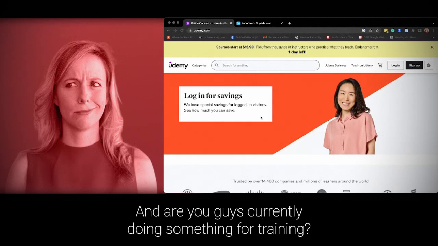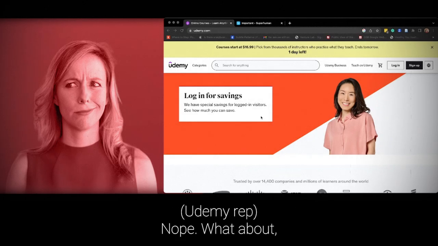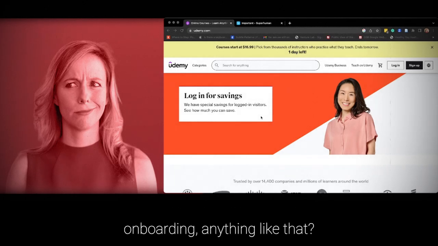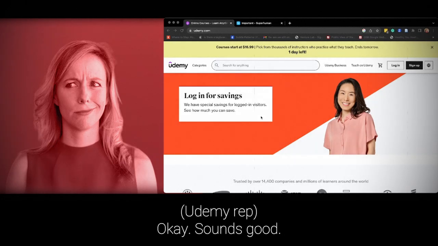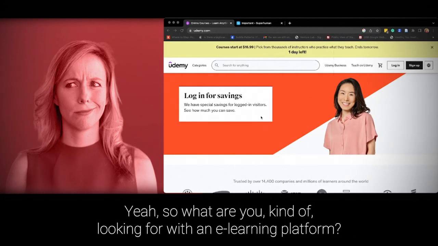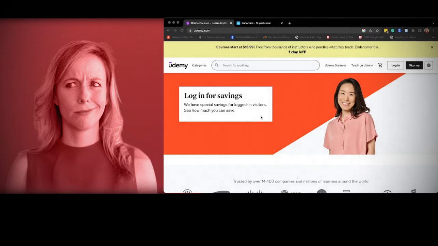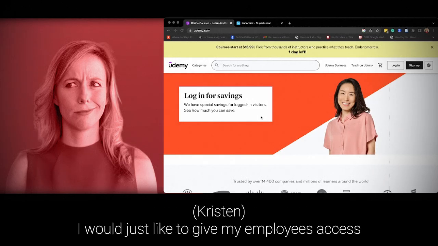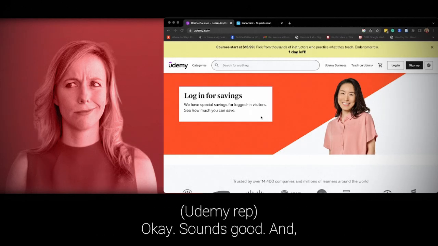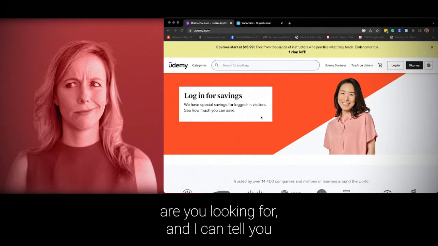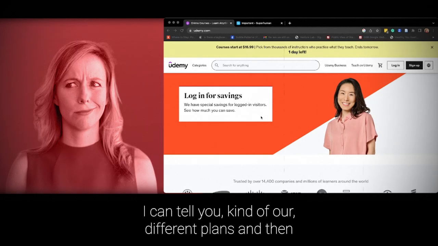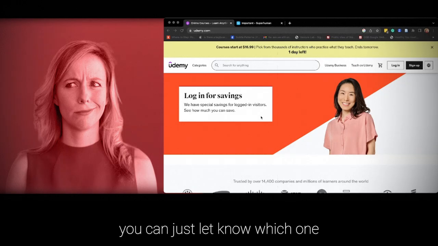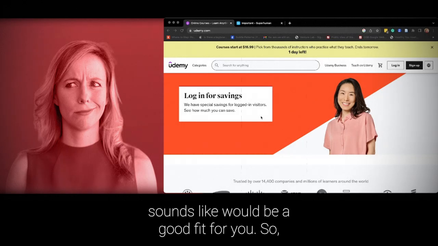And are you guys currently doing something for training? Not really, nope. What about onboarding, anything like that? No, we don't have any onboarding program. Okay, sounds good. Yeah, so what are you kind of looking for with an e-learning platform? I just like to give my employees access to some learning. Okay, sounds good. And I can tell you what Udemy is like. I can tell you our different plans, and then you can just let me know which one sounds like it would be a good fit for you.